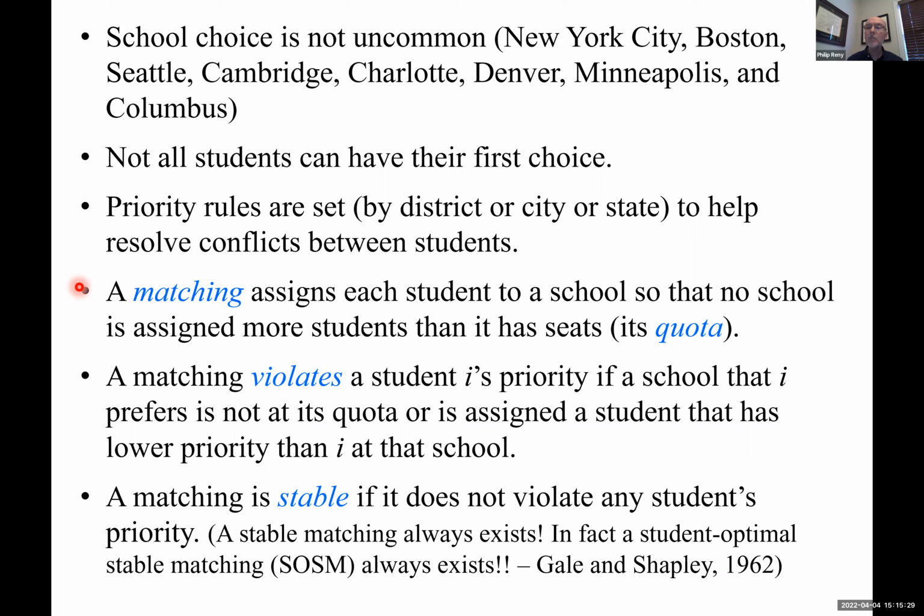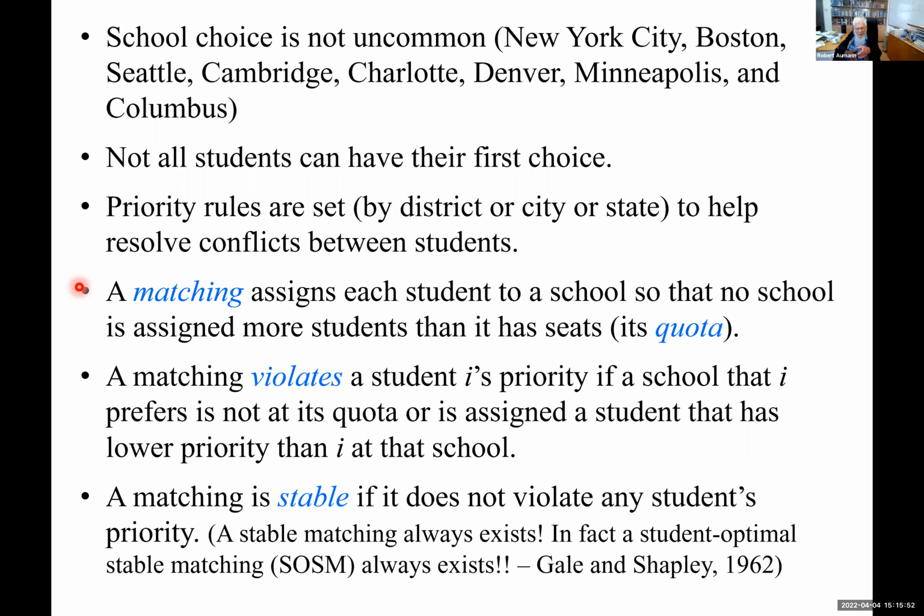Another way for this man's priority to be violated is if there's a woman he prefers and she's married, but she ranks him higher than the man to whom she's married. In other words, he has priority over the man she's married to. Again, that would violate stability in the Gale-Shapley sense. So they're exactly the same, Bob.